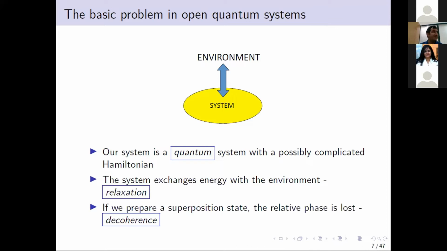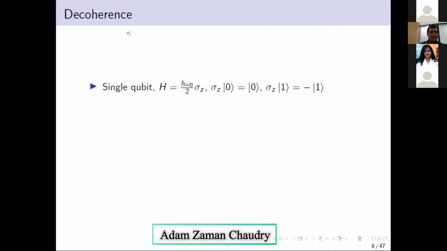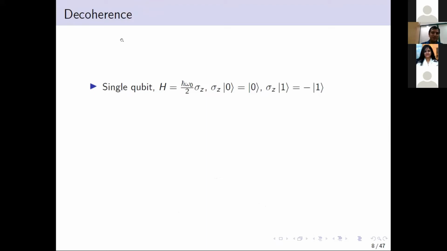You can also have something called decoherence, which is a loss of coherence, or as people like to say it, that the off-diagonal elements of the density matrix become zero, okay? Essentially, in practice, that means it's difficult to observe interference because of decoherence. Let me just explain very briefly, at a very basic level, this idea of loss of coherence. Imagine you have a single qubit, that's your simple Hamiltonian.